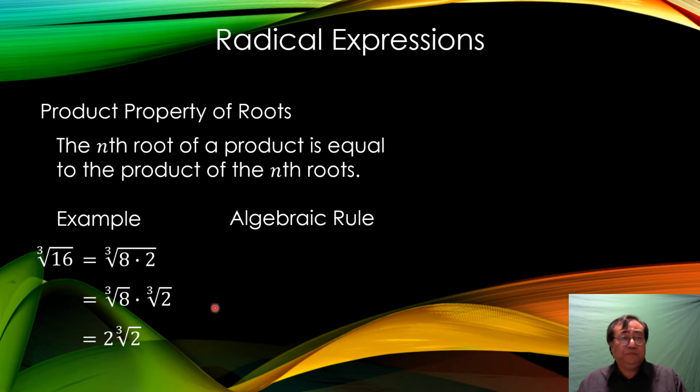The algebraic rule looks like this. It's the nth root of AB is the same as nth root of A times the nth root of B. So this line right here is where I'm actually using the property, right?